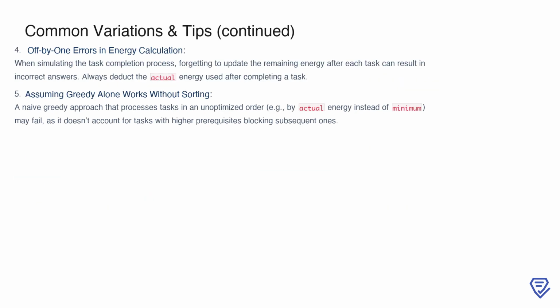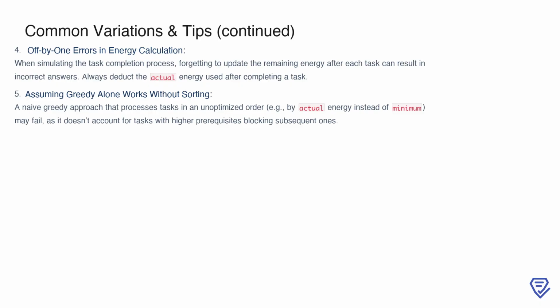Now let's look at a couple more common issues. Off-by-one errors often occur during energy calculations. When simulating the process of completing tasks, it's easy to forget to update the remaining energy after each task. Always remember to subtract the actual energy used for a task from your total energy so that subsequent calculations remain accurate.